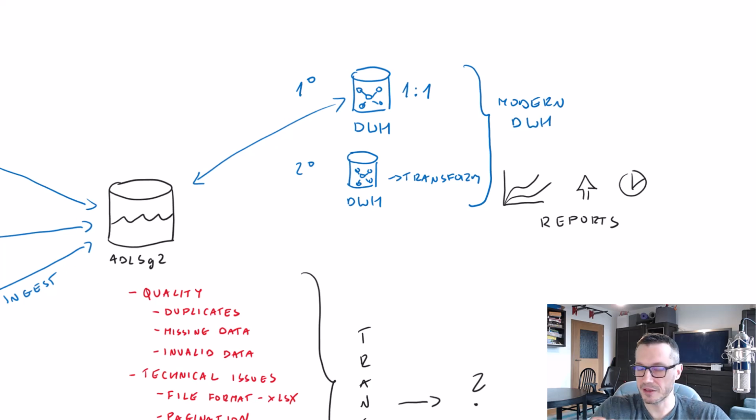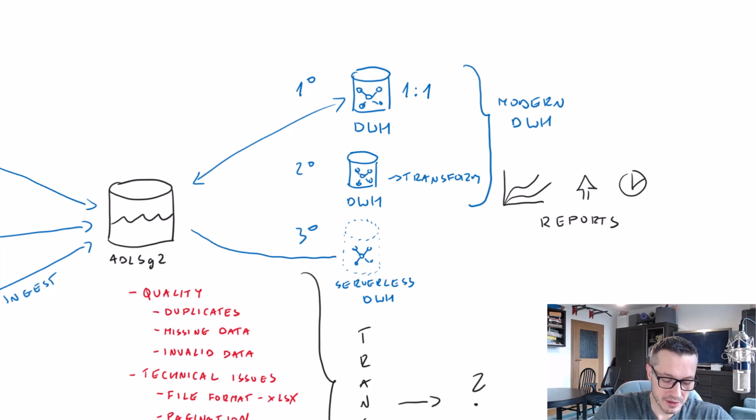And let's say that we've got a third approach, in case of which we don't have a physical data warehouse. So let me draw it like this. We have something called serverless data warehouse, in case of which the dimensional model exists inside our serverless data warehouse, but not physically. The serverless data warehouse simply points to our data located in a data lake.